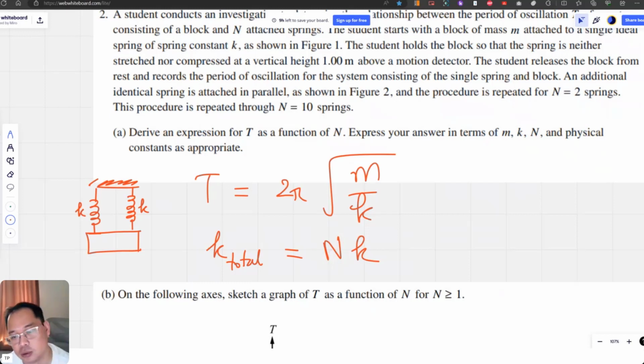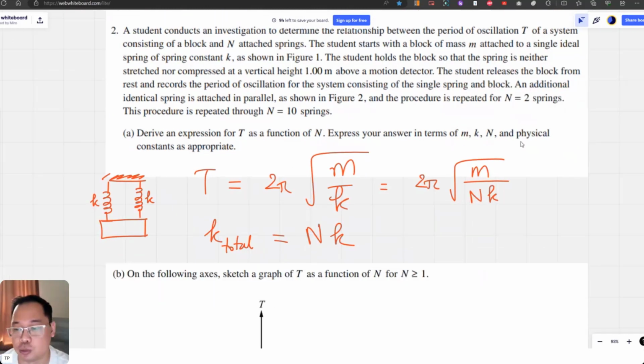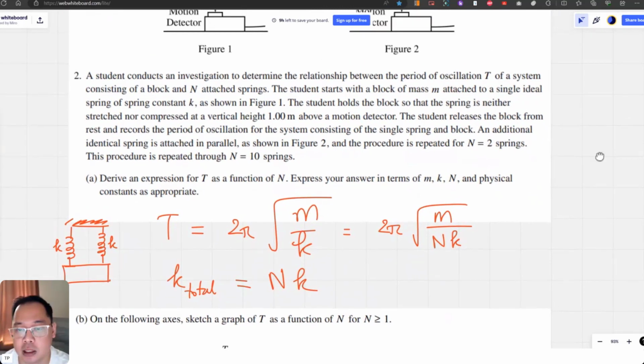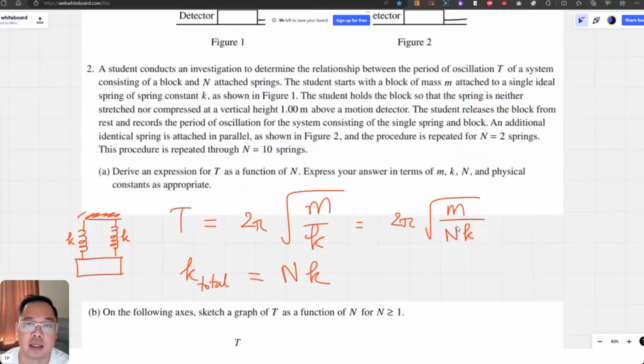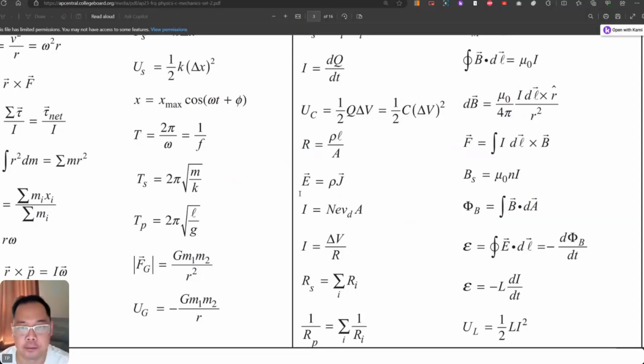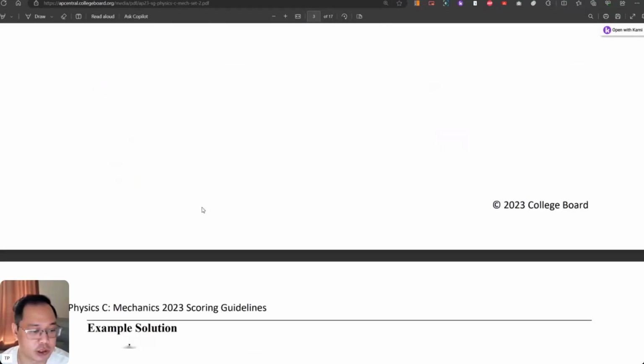Okay, so we have the final formula, 2 pi times the square root of m, the mass of the object, divided by nk, and we ignore the mass of the spring, given that the spring has negligible mass, very small compared to the block. So yes, this is the formula, this is the answer, easy. Answer question 2.